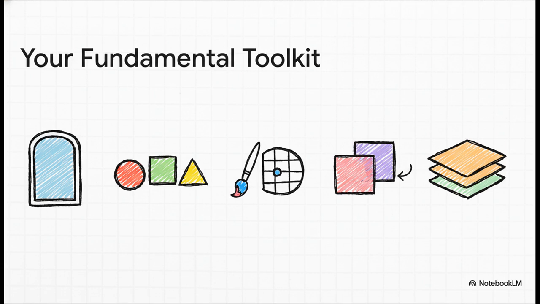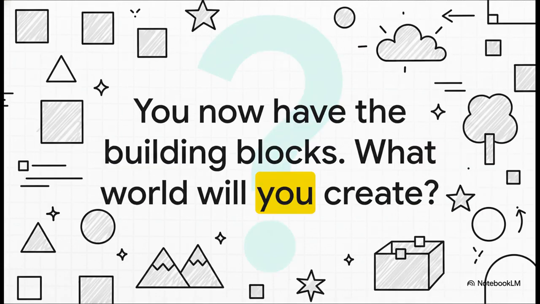With just these 5 core concepts, you now understand the fundamental logic to create pretty much any 2D graphic you can think of. We started with literally nothing but a blank screen, and we built an entire scene from scratch. You've seen how just a few simple commands can build a picture, and it proves that a blank canvas is never really empty. It's just an invitation to create something amazing. So now you've got the building blocks. The only question left is, what world will you create?